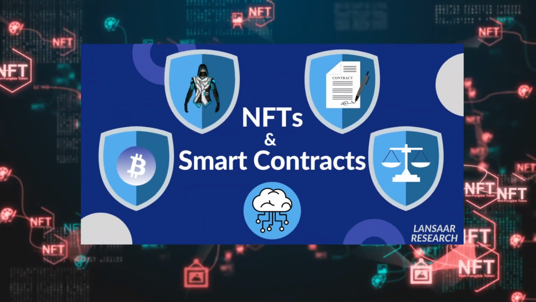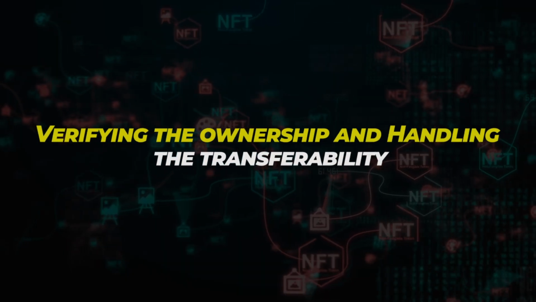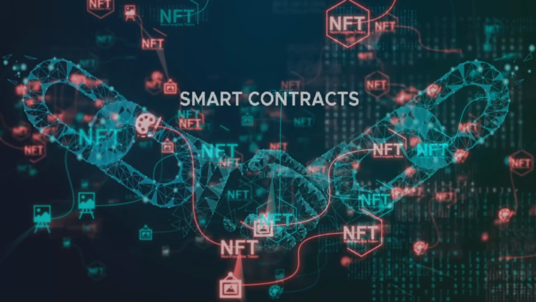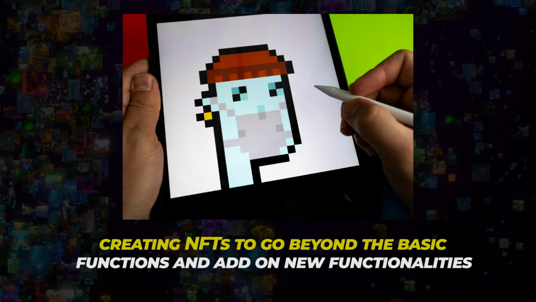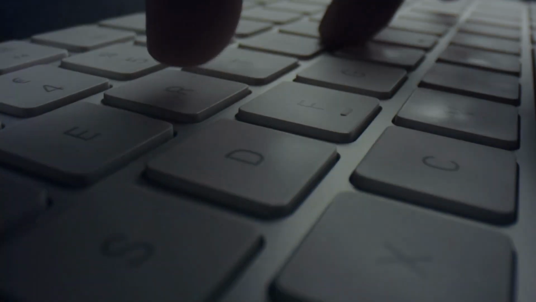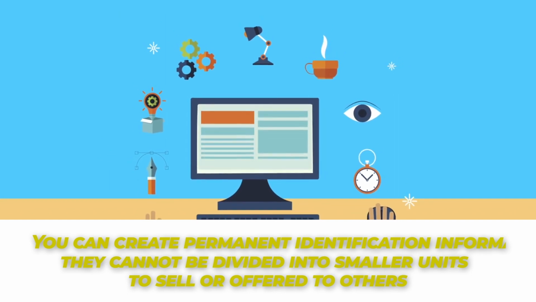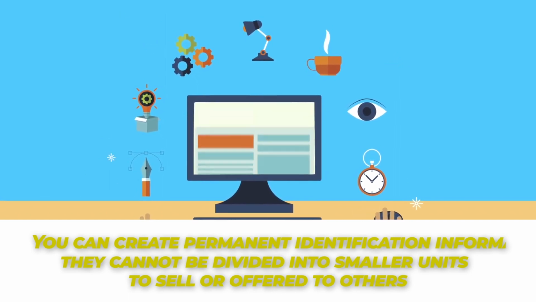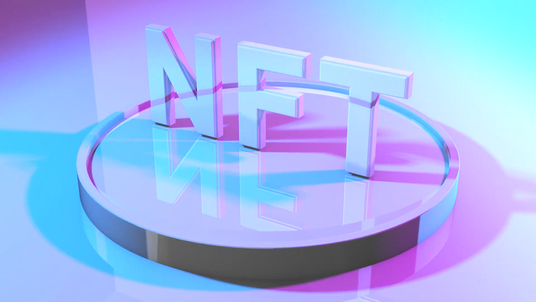NFTs are run by smart contracts, which govern the various actions such as verifying the ownership and handling the transferability. Creating smart contracts has enabled other services, such as creating NFTs, to go beyond the basic functions and add on new functionalities. These include linking to other digital assets, handling royalty payments, and etc. You can create permanent identification information using this and ensure that they cannot be divided into smaller units to sell or offer to others. NFTs function much like physical assets.